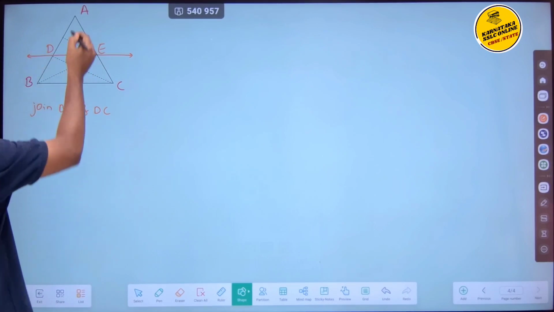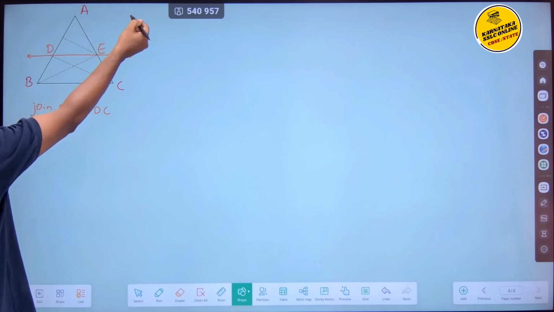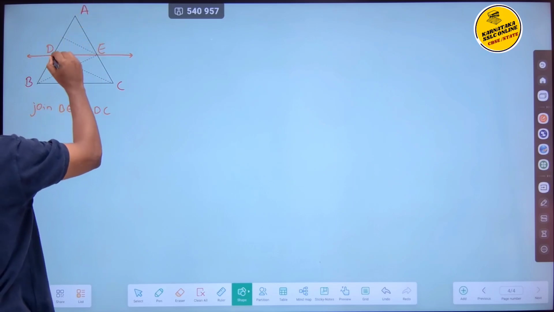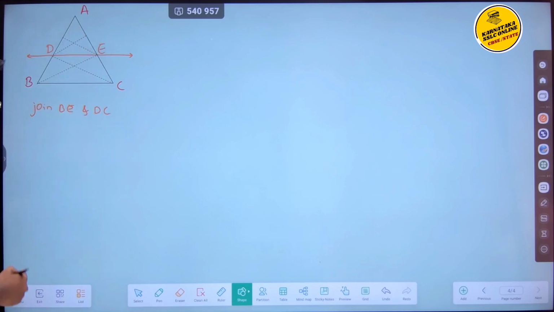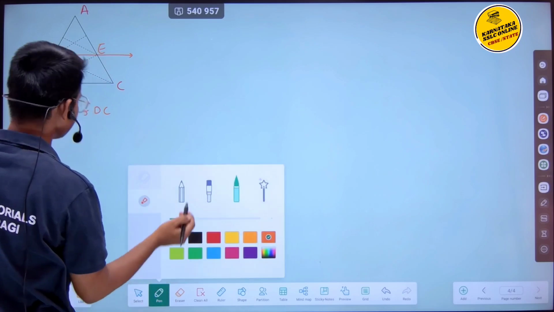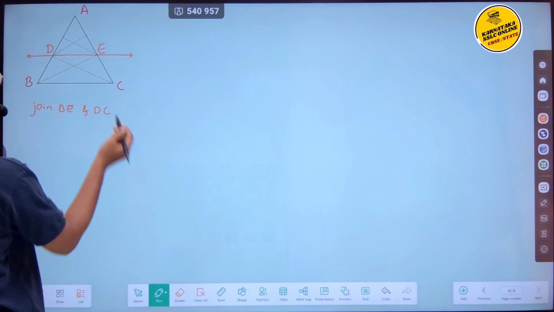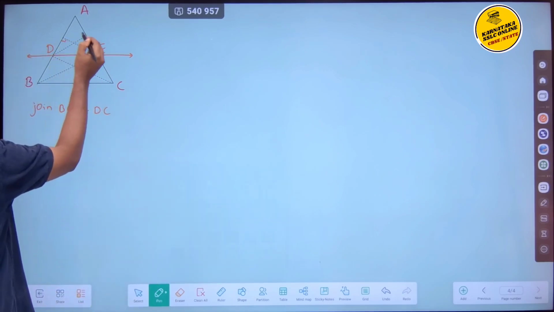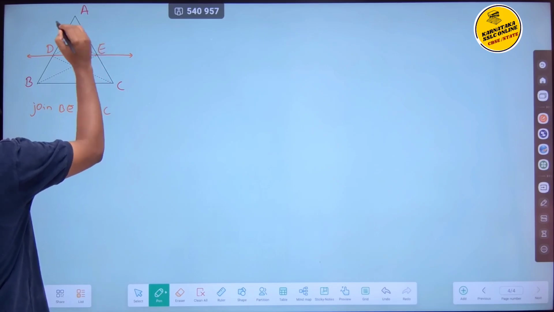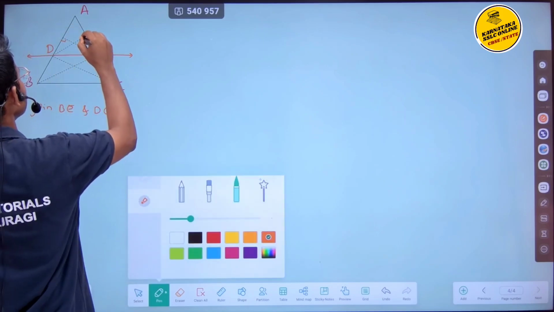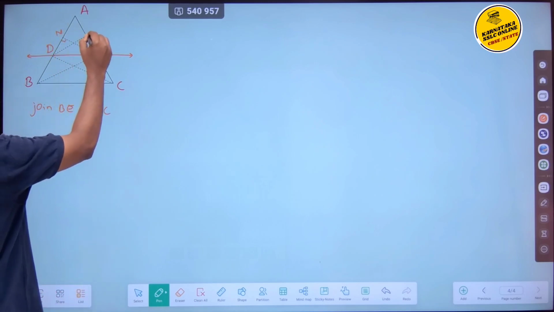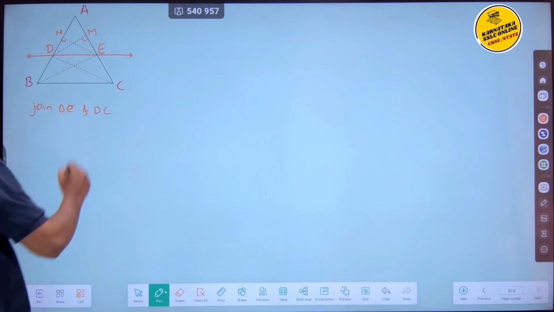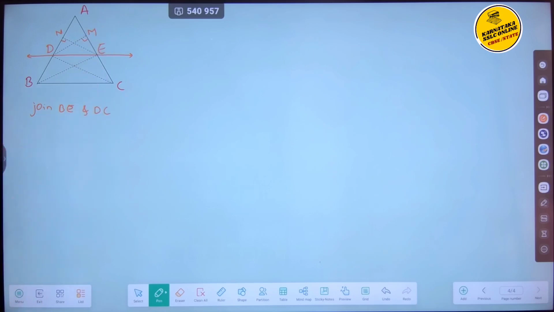And again for ADE, if I consider AE as base, let me consider one more height. Done. So here it makes a 90 degree. Let me say it is point N, and this is point M. We can make use of any letters. Fine. Now the same thing we'll write.